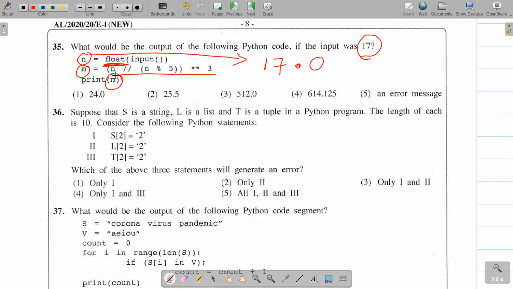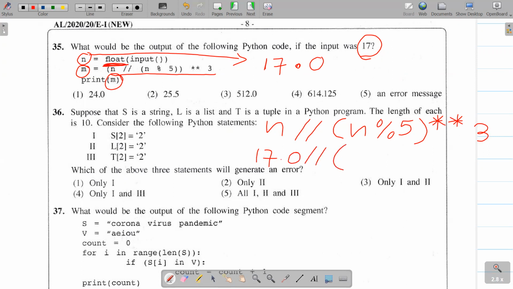So what is there? It says n floor divided by, within brackets, n remainder 5, to the power 3. That means 17.0 floor divided by 17.0 remainder 5, to the power 3. So what is going to happen first? The brackets. So 17.0 remainder 5. This is a float. This is an integer.